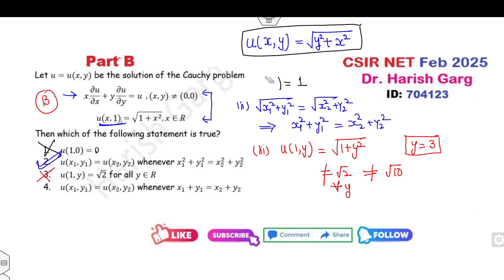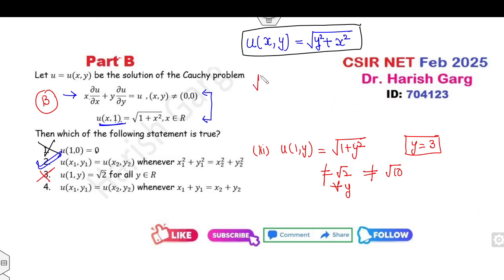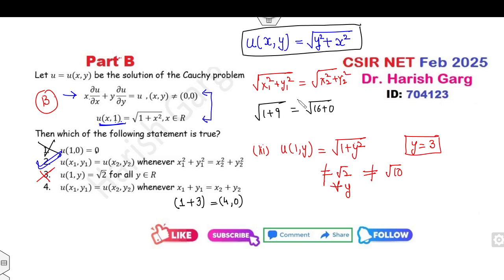But anyhow, how can you solve the remaining fourth option? You can see u of x1, y1 is x1 square plus y1 square, which is equal to x2 square plus y2 square. Will this be equal? Whenever this condition is satisfied, that's wrong. If I simply choose 1 plus 3, that is 4, and this number I can choose as 4 and 0. This condition is satisfied, and this number will be 1 plus 9, and this number will be 16 plus 0, which is not equal. So the right answer is only B.